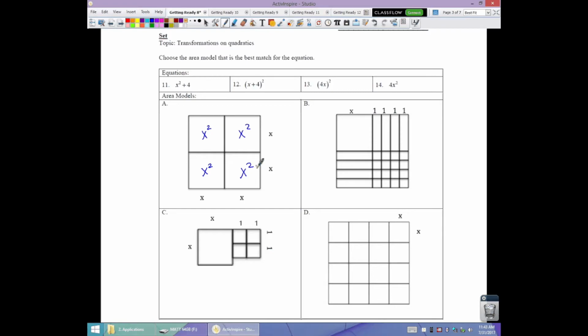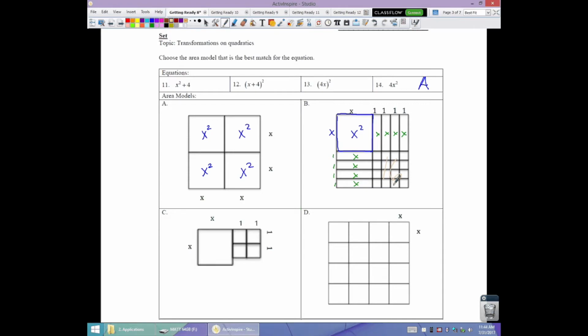So there are no single little unit tiles. There are no long, skinny x tiles, only x squared. And I have 4 of them exactly. So number 14, 4x squared, is A. For B here, I have one of the large blue squares, x by x, so that's an x squared tile. I have 1, 2, 3, 4, and then 5, 6, 7, 8 of these x tiles. And then we have 16 of the little apricot unit tiles.